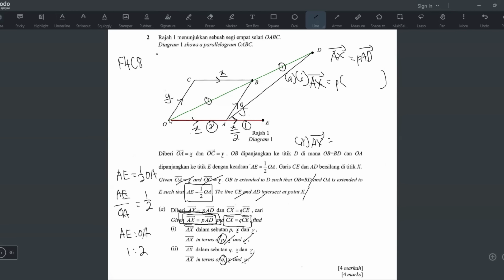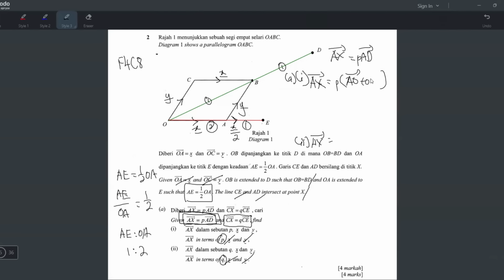AO I already have the vector, but OD, how? Okay, I can find OB first, and then times 2, right? Because OB, you can find here, Y plus X, and then times 2 because the ratio is 1 to 1. So let's do that. AO plus OD, and then it would be P times AO. Okay, OA is X, AO should be negative X, plus OD. Okay, OD is OB times 2. So I will find OB first, and OB is Y plus X, because it's here plus here, right? So I'll just write Y plus X, or you can write X plus Y, whatever. But times 2, so it becomes 2X plus 2Y.